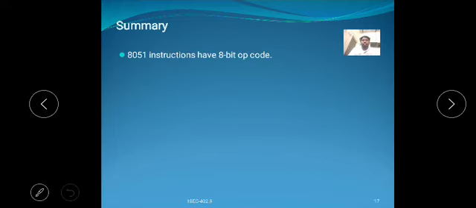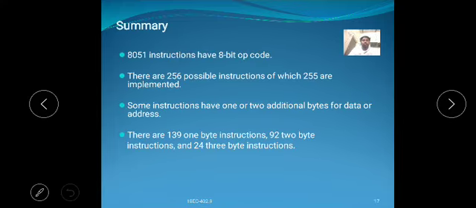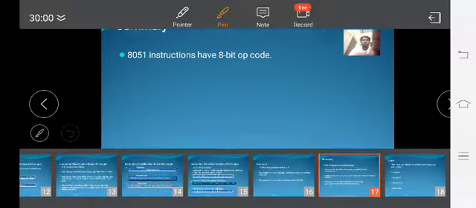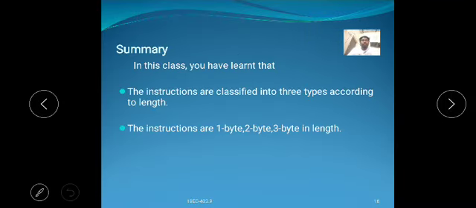Summary. In this class, we have learned that the instructions are classified into 3 types according to length: 1 byte instructions, 2 byte instructions and 3 byte instructions.